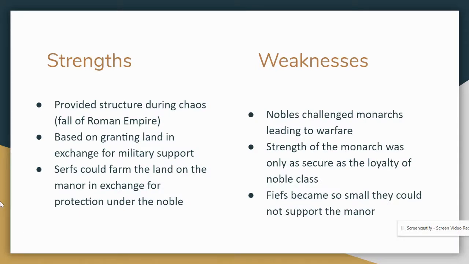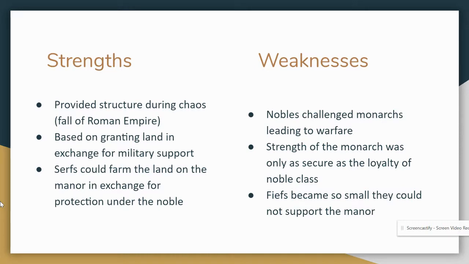Now we can look at the strengths and weaknesses of this social hierarchy. So yes, it did provide a sense of structure during a period of chaos. That would have been the fall of the Roman Empire. It was based on granting land in exchange for military support. So again, that's how you're getting these standing armies. And serfs could farm the land on the manor in exchange for protection under the noble, so they could avoid being kidnapped or captured.